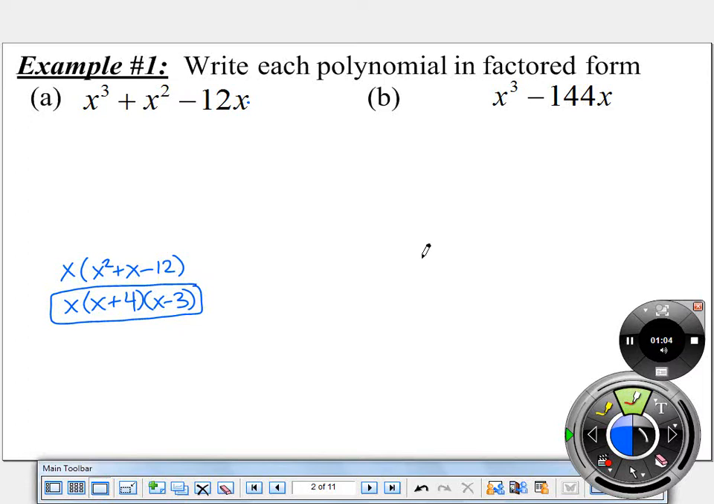For part B, if we factor out x, we have left x squared minus 144. You should recognize this as a difference of squares. So this should factor as x minus 12 and x plus 12, and this would be the factored form of that polynomial.